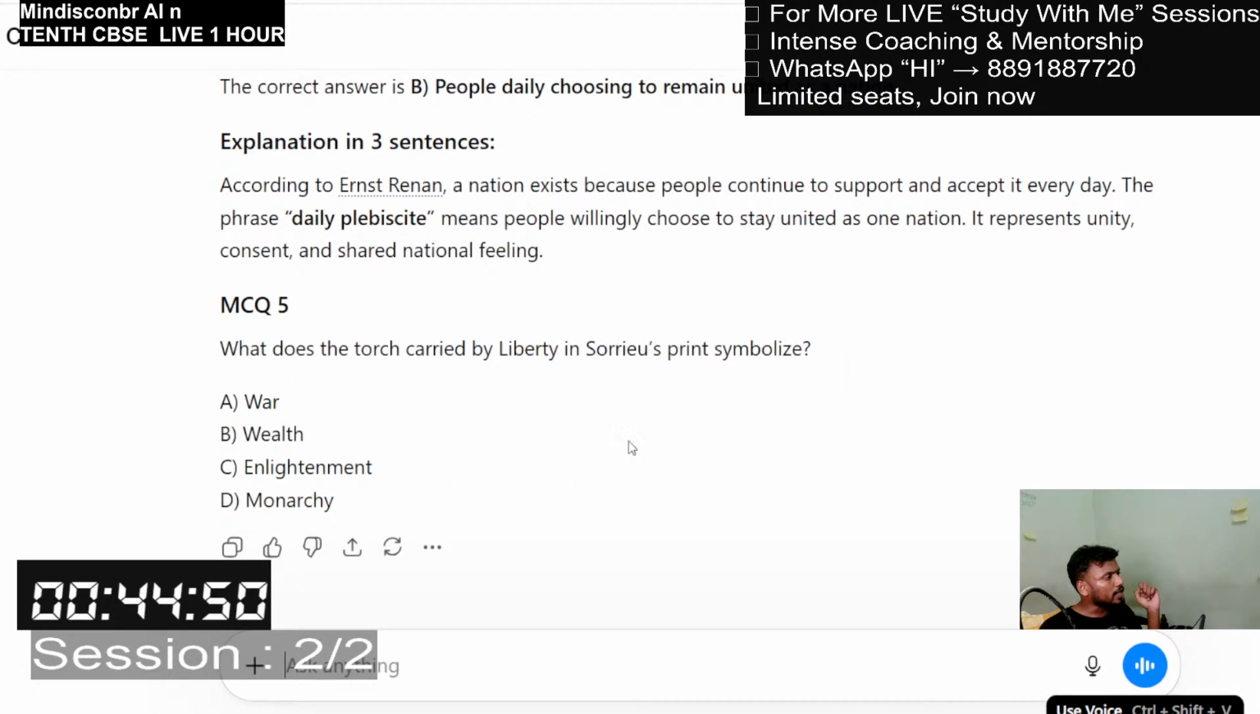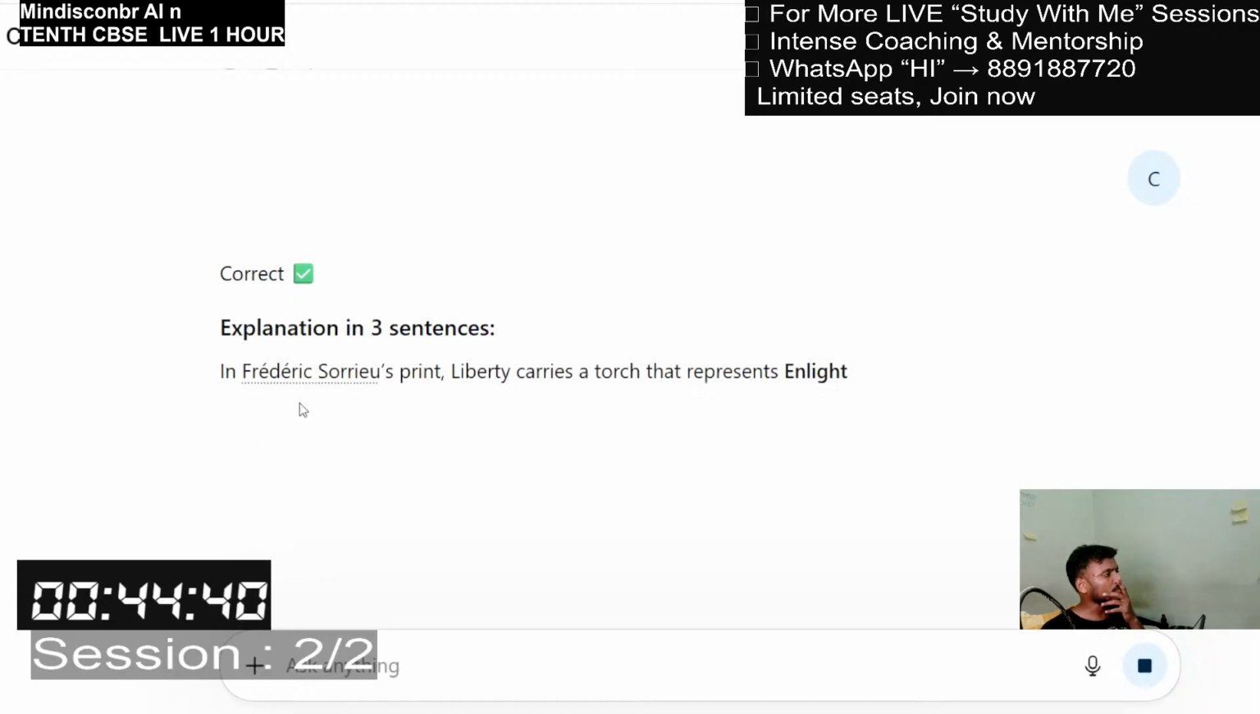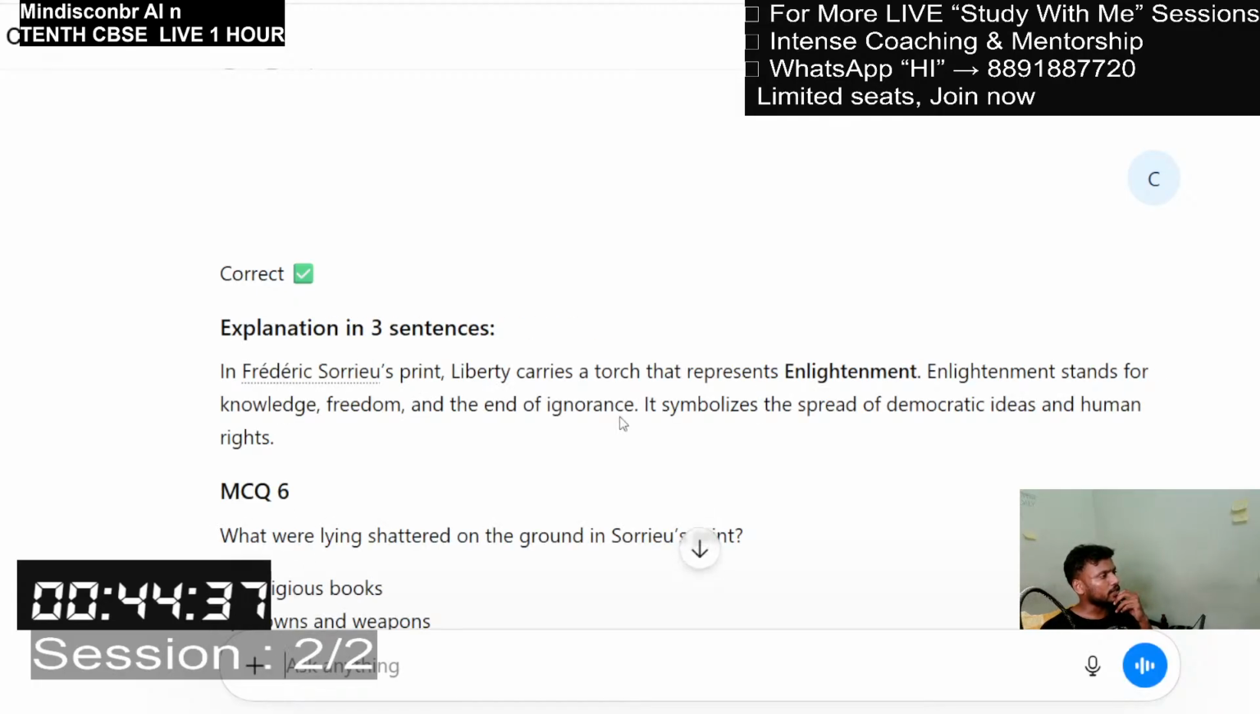What does the torch carried by Liberty in Sorio's print symbolize? Enlightenment. In Frederick Sorio's print, Liberty carries a torch that represents enlightenment. Enlightenment stands for knowledge, freedom, and the end of ignorance. It symbolizes the spread of democratic ideas and human rights.